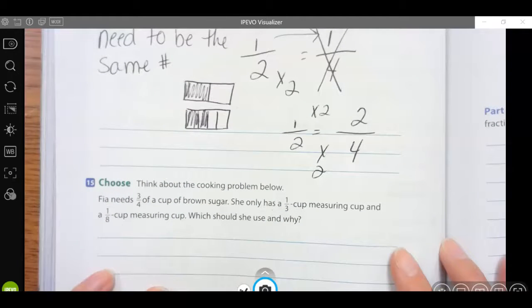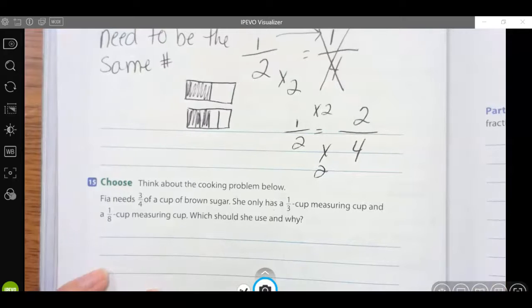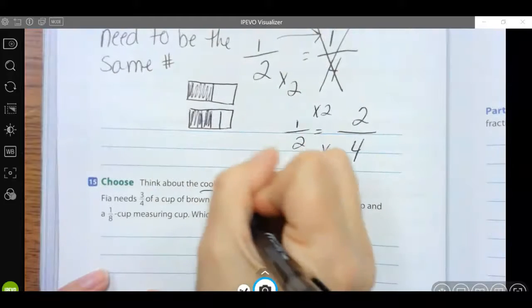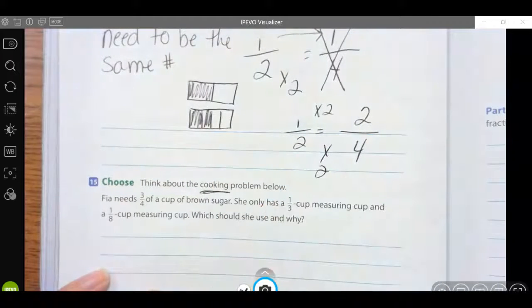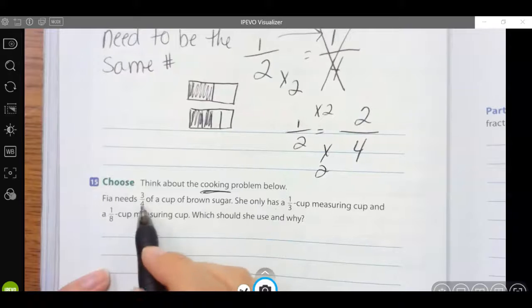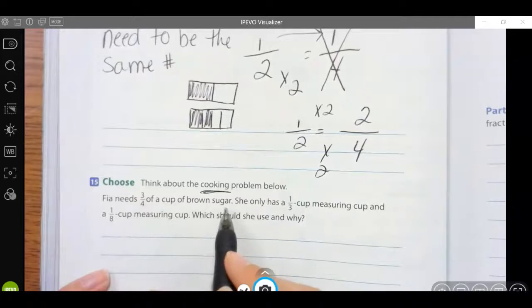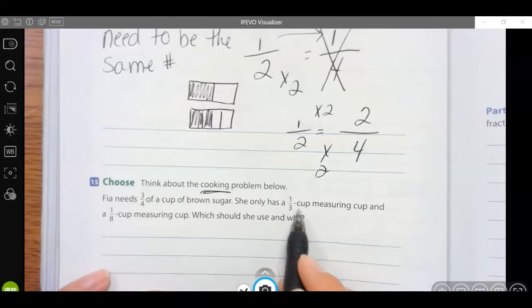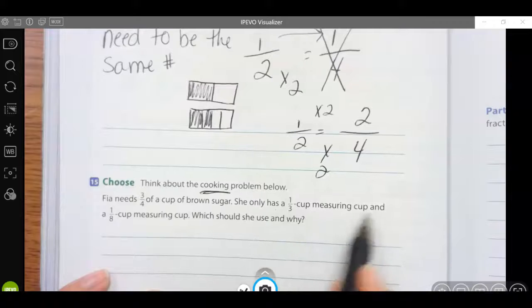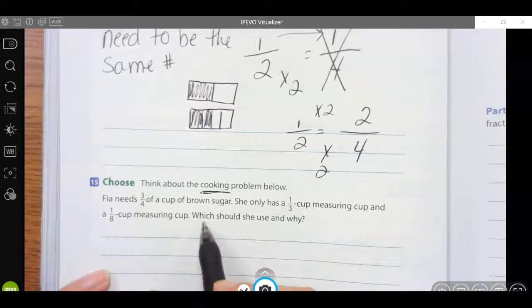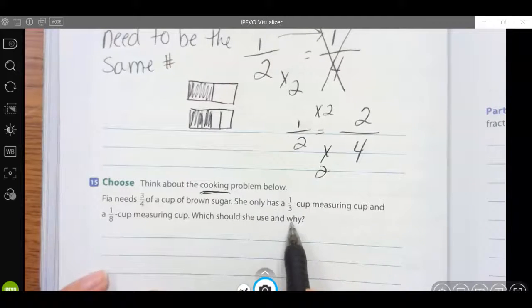15. It says, think about the cooking problem below. One of the things we use measuring for a lot is cooking and building, right? Measurement is really important in our lives. So it says Fia needs 3/4 cup of brown sugar. She only has a 1/3 measuring cup and a 1/8 measuring cup. Which should she use and why?